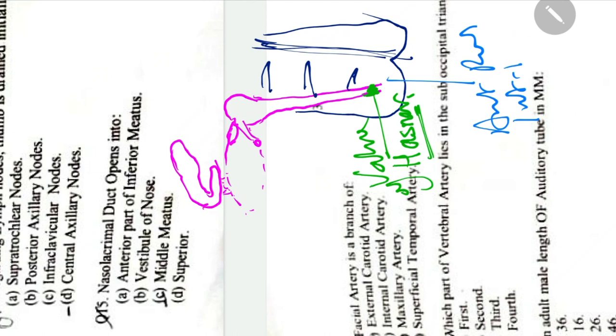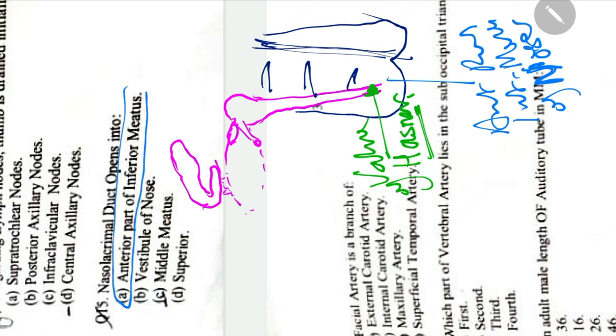meatus of the nose. The anterior part of the inferior meatus is the right answer. The nasolacrimal duct drains into the anterior part of the inferior meatus, and at its opening it has a valve, the valve of Hasner. So the 15th answer is A.